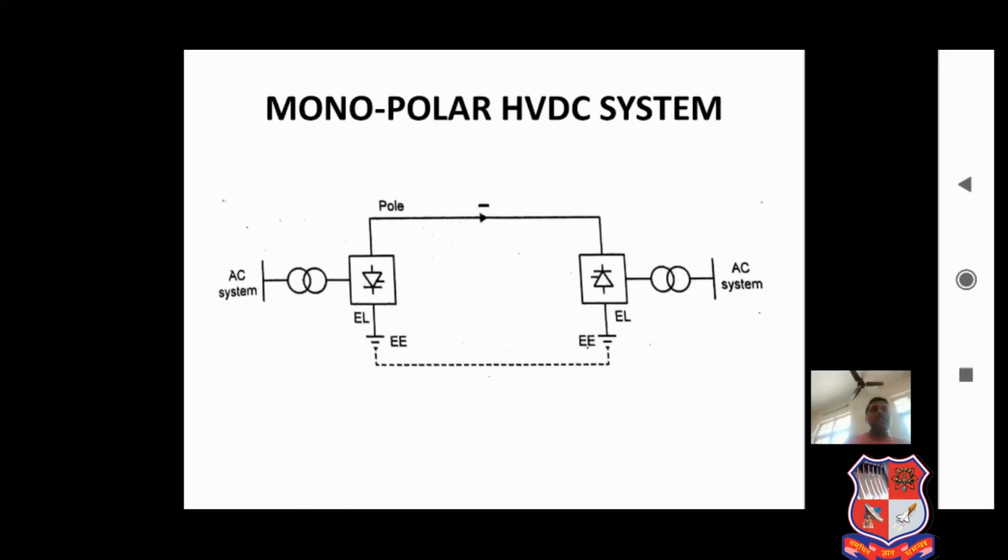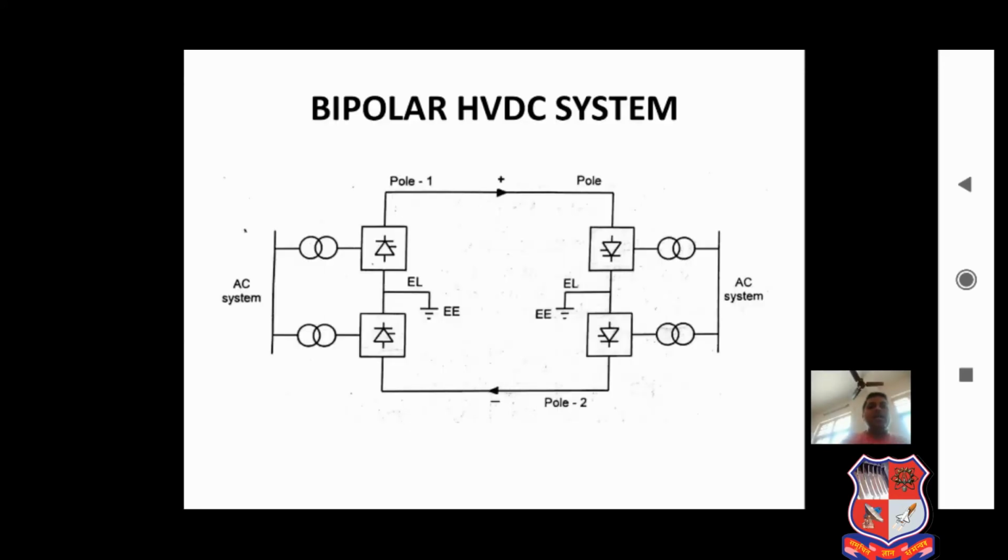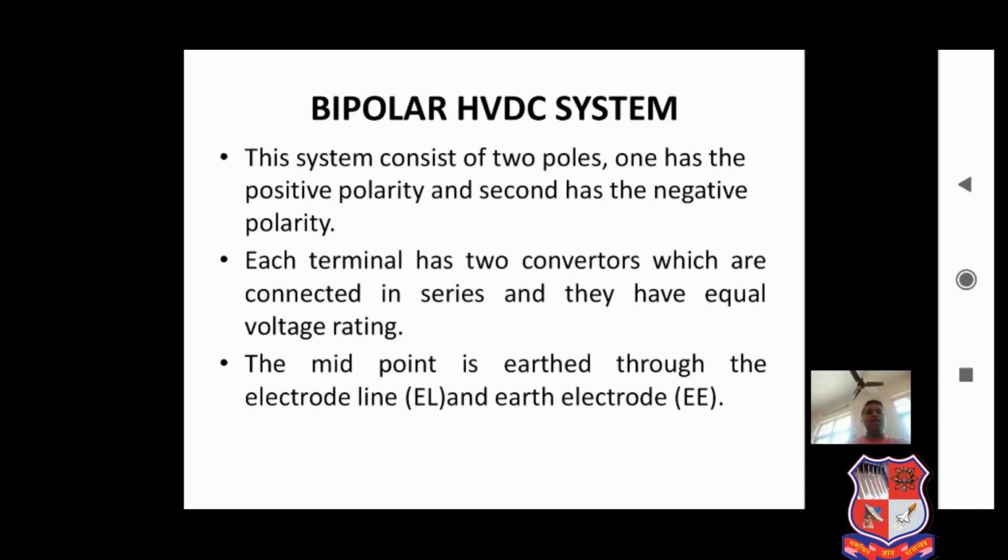If the earth resistivity is high, a metallic return is used. So these are the monopolar HVDC systems. Bipolar HVDC system: here we show in the figure that there are 2 conductors or 2 poles, one of positive and another of negative polarity. Each terminal has 2 converters which are connected in series and have equal voltage ratings. The midpoint is connected to earth through the electrode lines and earth electrodes.